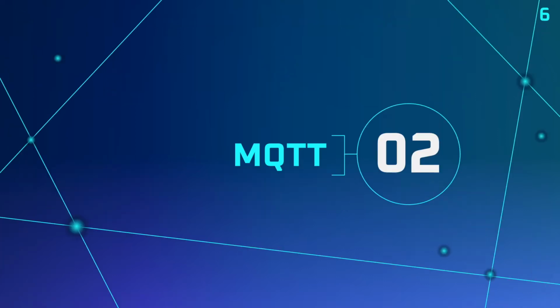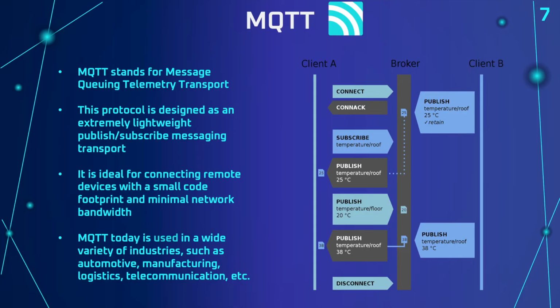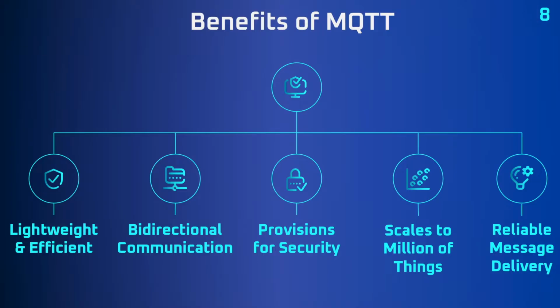Moving on to MQTT, I will briefly talk about the protocol. MQTT stands for Message Queuing Telemetry Transport. This protocol is designed as an extremely lightweight publish-subscribe messaging transport. It is ideal for connecting remote devices with a small code footprint and minimal network bandwidth. MQTT today is used in a wide variety of industries such as automotive, manufacturing, logistics, telecommunication, etc. The main benefits of MQTT are that it is lightweight and efficient, it has bidirectional communication, it provisions for security, scales to millions of things, and is considered to be a reliable message delivery protocol.